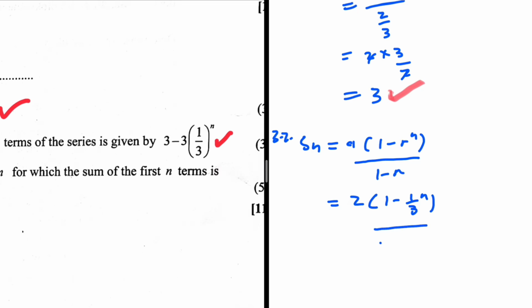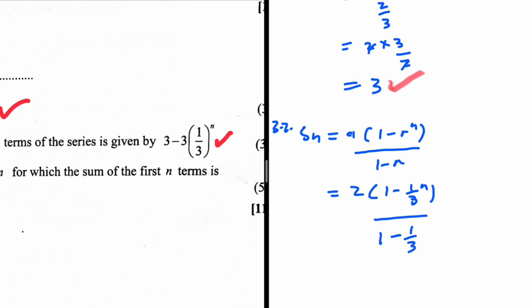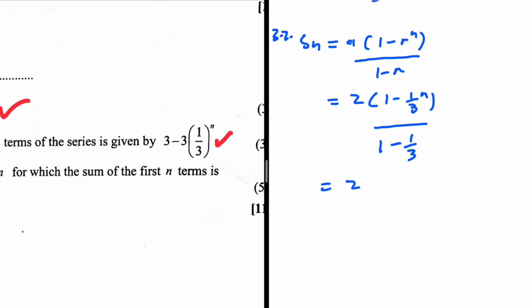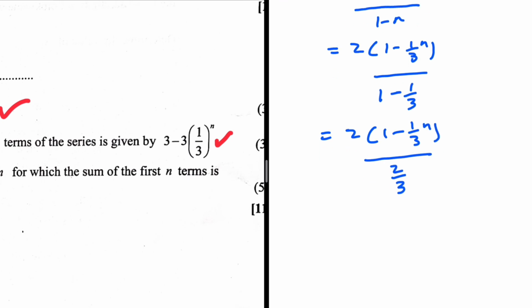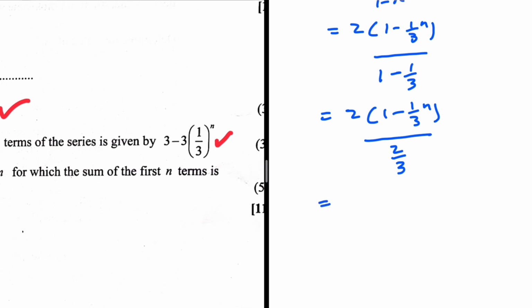Everything divided by 1 minus r. So that is 1 minus 1 over 3. So we will get 2 multiplied by 1 minus 1 over 3 to the power n, divided by 2 over 3. Okay, we're making progress. So let's multiply out by 2 on the numerator. We'll get 2 minus 2 over 3.